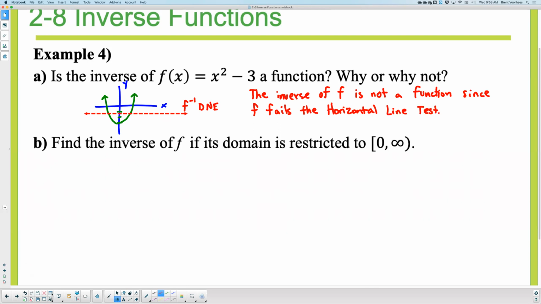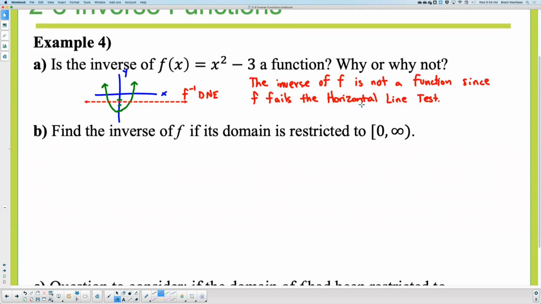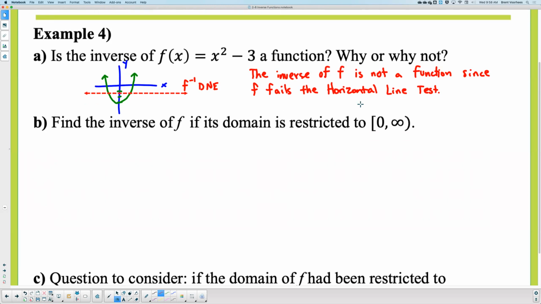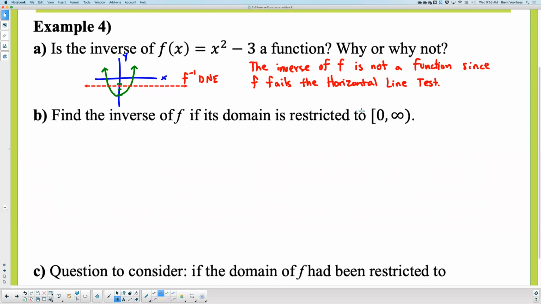Okay, nevertheless, just because the inverse is not a function does not mean we cannot find its inverse, especially with domain restriction. So what does domain restriction mean? It means, let's take a look at this graph and cut off the graph to where it only exists with the domain of 0 to infinity.